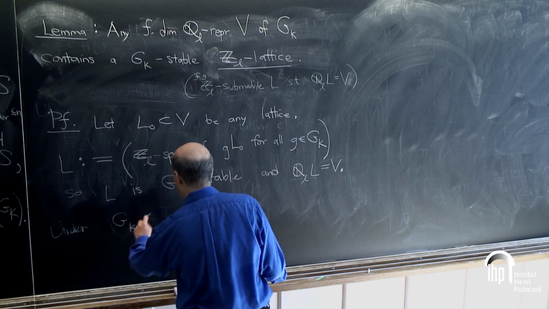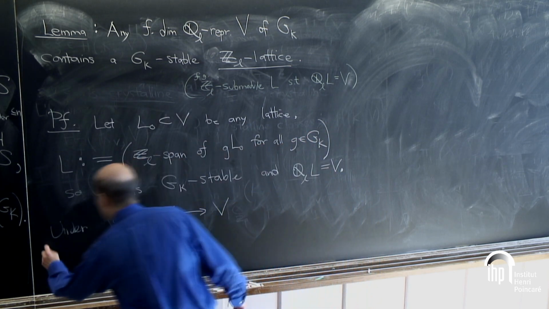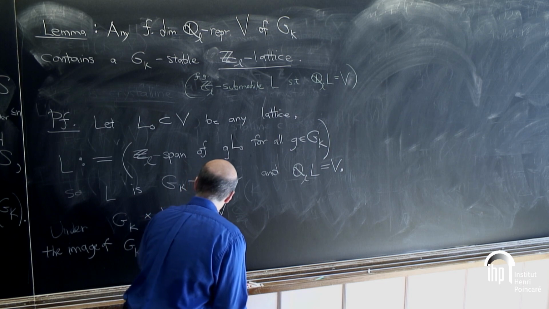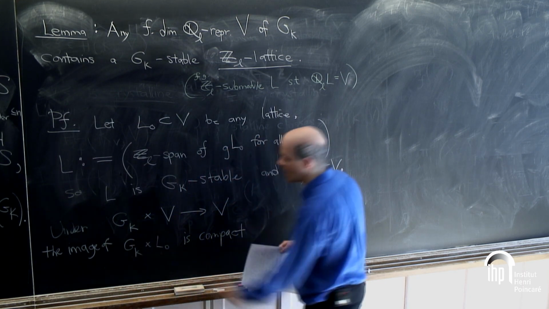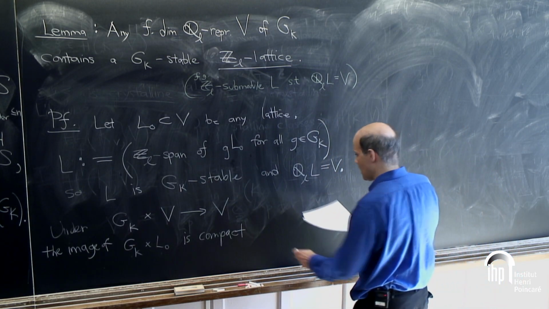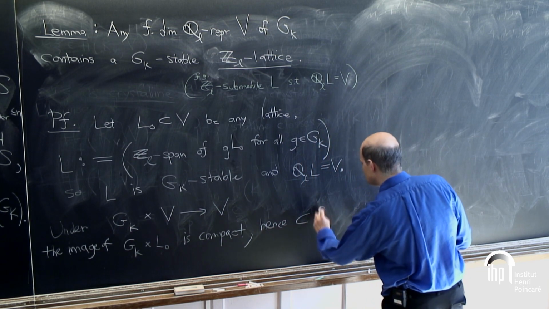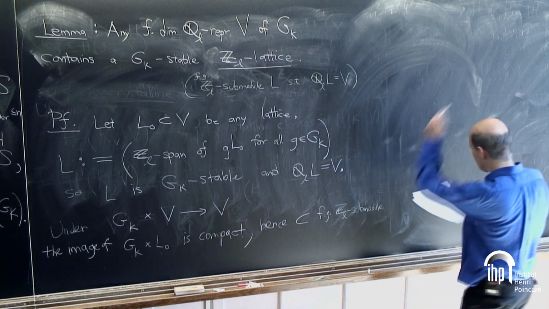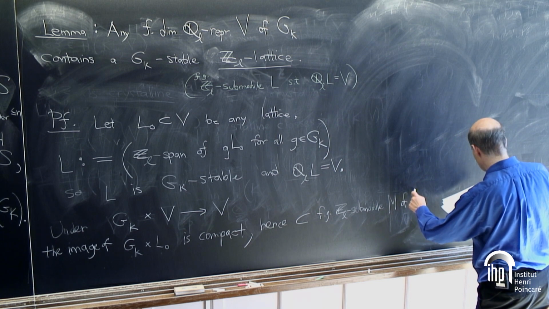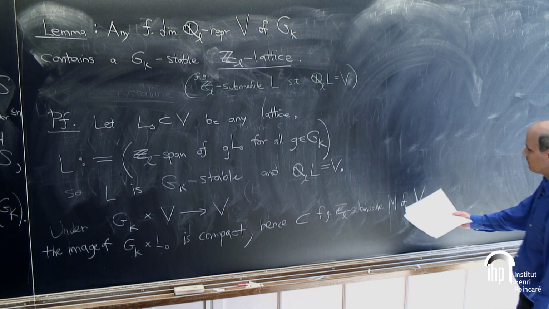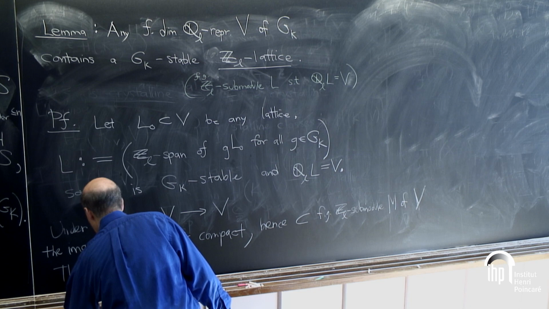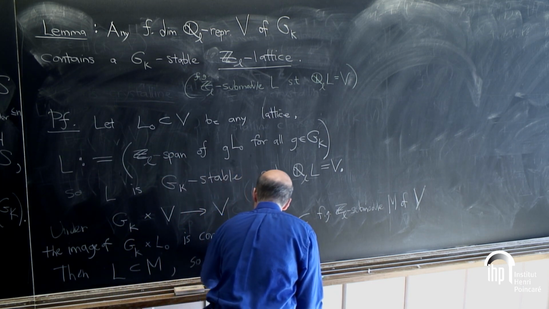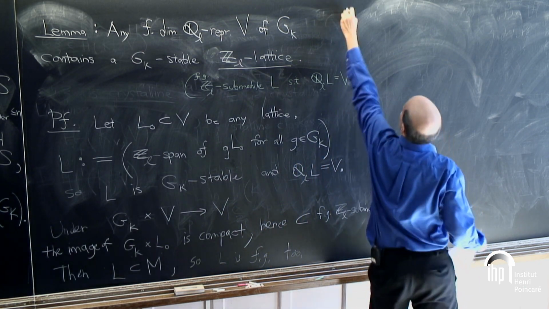Because if you look at the action map of the Galois group acting on V, the image of G_K cross L_0 is going to be compact, because G_K is compact and L_0 is compact. Hence this image is contained in some finitely generated Z_l submodule M of V. And then L is the span of this image, so L is contained in M. So L is going to be finitely generated too. Okay, all right. So that proves that lemma.